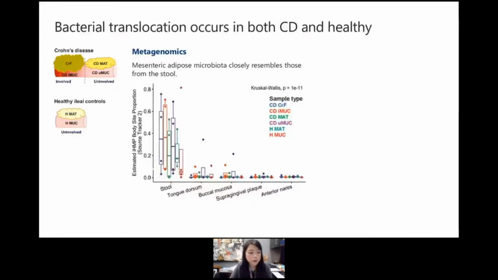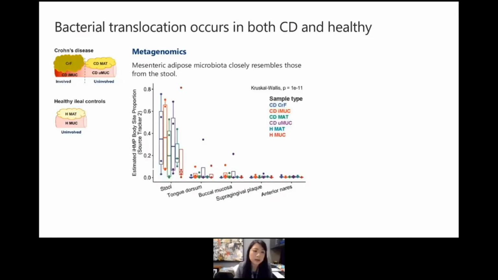So we first used metagenomics to really explore if there are bacterial signals that are present in adipose tissue, and if there are, what kind of functions the microbial community might possess within the adipose tissue. So we performed shotgun metagenomics on adipose tissue and the underlying mucosal specimens from Crohn's disease and our healthy tissues.